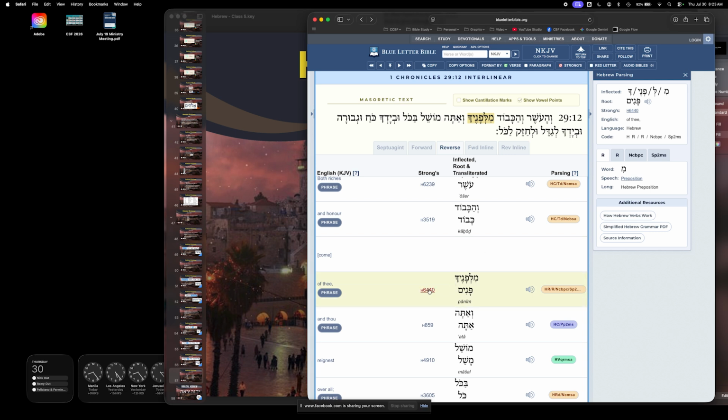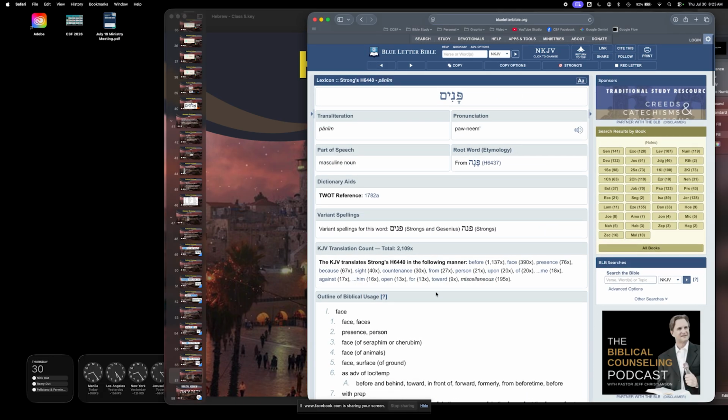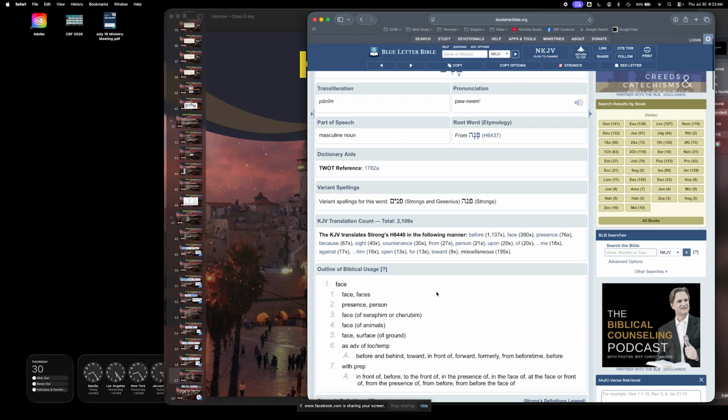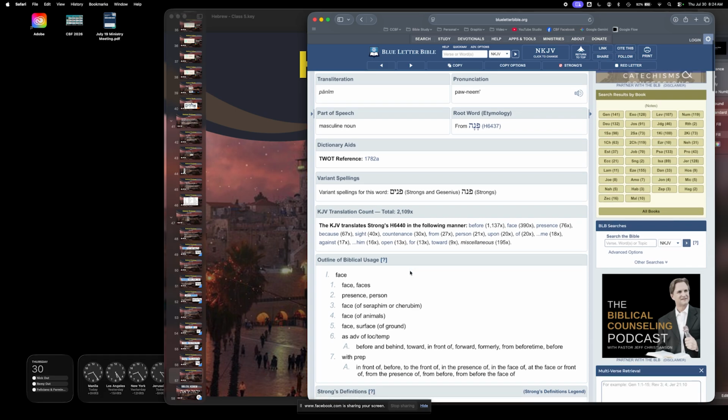It's the word, by the way, panim. A very, very common word. You have the pe, kametz, you have the nun, you have the hirik yod, and you have the mim, the m. And it's panim. Let's take a look at it, 6440. It means before, face, presence, because, sight, countenance. It's got quite a bit of interpretation to it, by the way. Most often, the actual meaning of the word is the face.